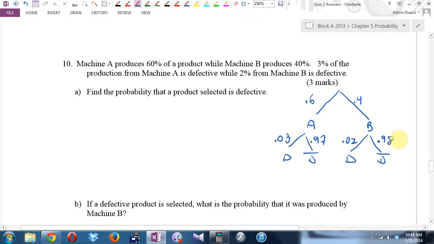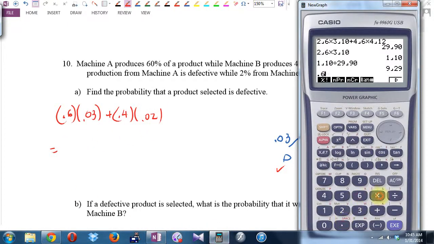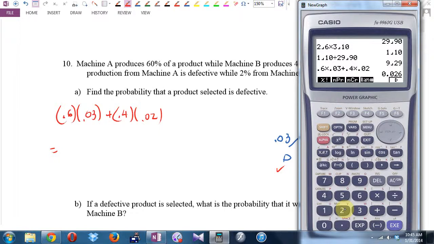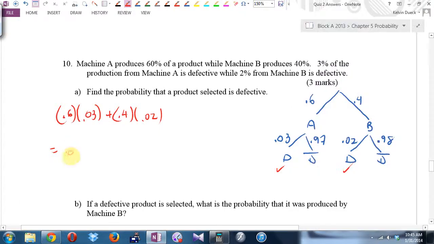Silke, what's this question want me to find? Can you read A to me? Find what? I think that branch or that branch. I think 0.6 times 0.03 or 0.4 times 0.02. That's 0.026. This is a pretty good company. Very few of their products are defective. You got a 2.6% chance. They've got some good quality control.